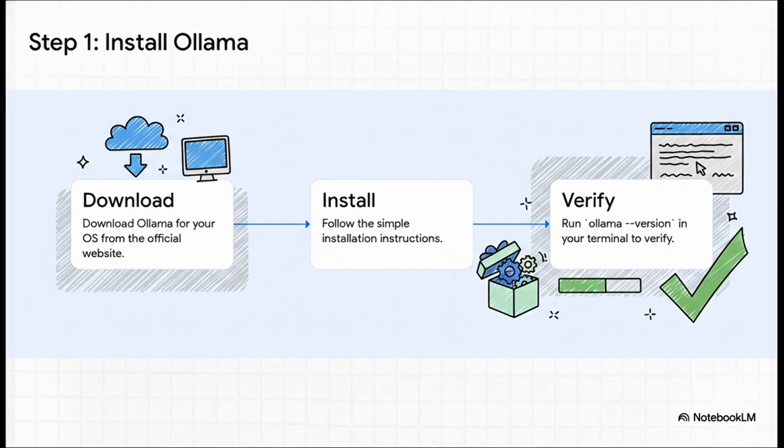Think of Ollama as the magic gateway to your local AI. It's this incredible tool that handles all the complicated back-end stuff of downloading, setting up, and running the models. You just go to the website, download the installer for your system, click through it, and then check that it's working in your terminal. Seriously, it takes less than 5 minutes.